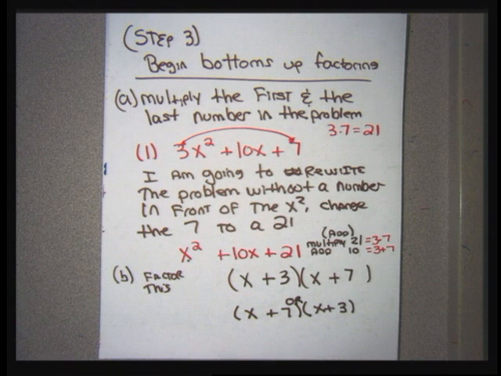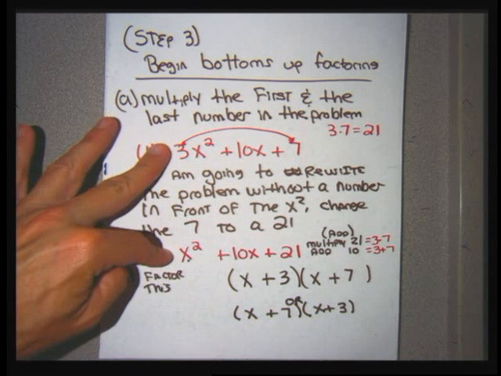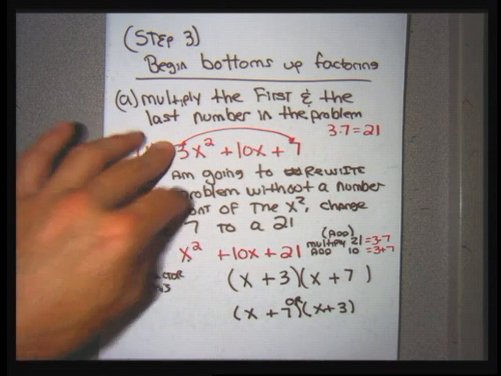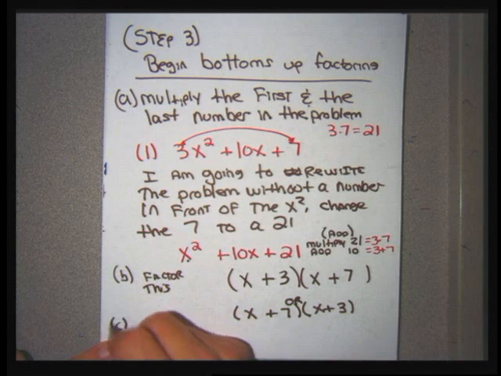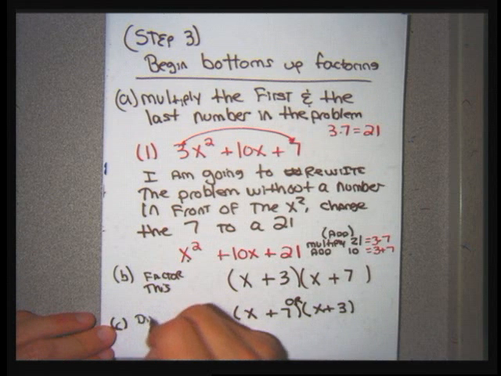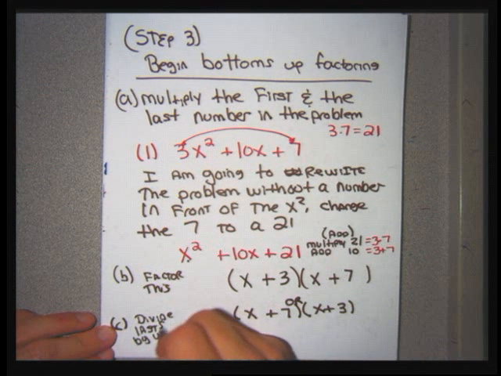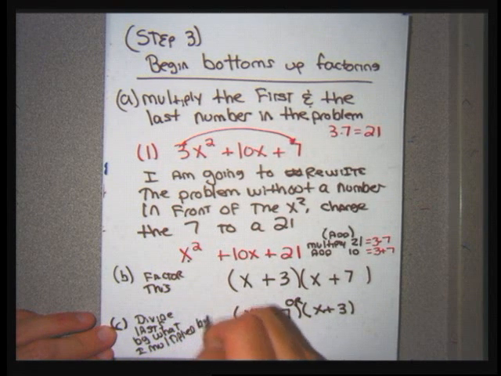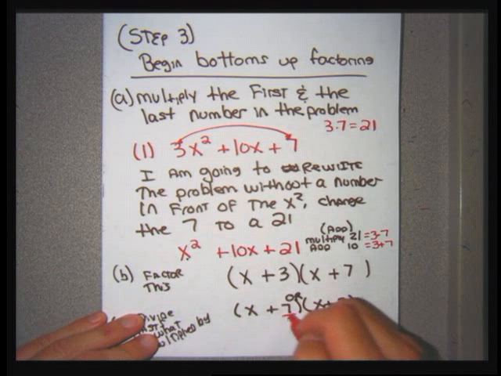If I FOILed this out, this would FOIL out to be x squared plus 10x plus 21. But I want my answer to FOIL out to 3x squared plus 10x plus 7, which this won't do. So if you stopped here, it's not factored right. Bottoms up starts by multiplying. It ends by dividing. So for part C of the bottoms up method, so bottoms up has multiple steps, I'm going to divide the lasts by what I multiplied by. And in this problem, I multiplied by 3, so now I'm going to divide by 3 in just the lasts.